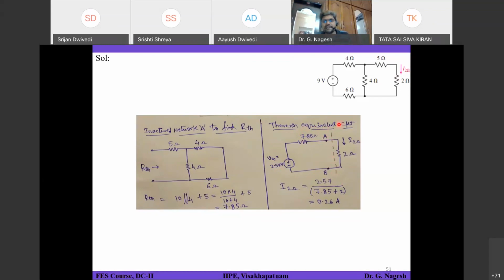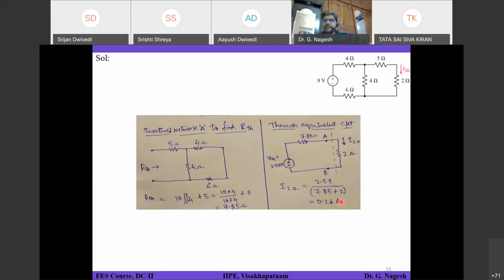The second part of the question asks you to find the current flowing through the 2 ohms resistor. Since I have asked that, now you have to bring the network B and connect it back to this circuit. That's what I have done here. The 2 ohms is brought back and connected here. Now I have asked you to find the current flowing through this 2 ohms resistor. So what will that be? I2ohm is equal to voltage divided by total resistance, 2.57 divided by 7.85 plus 2, that is 0.26 amperes.